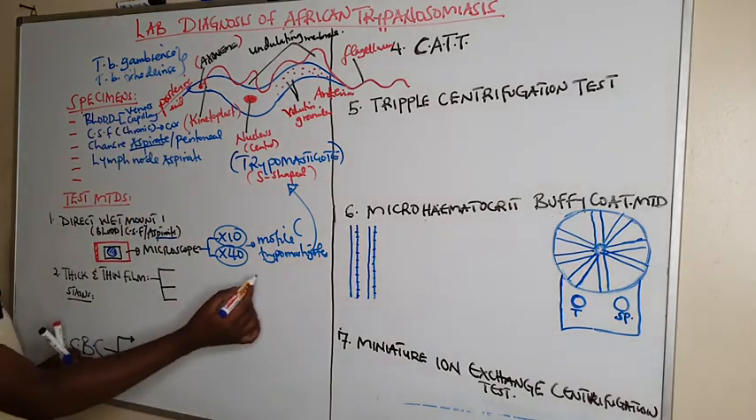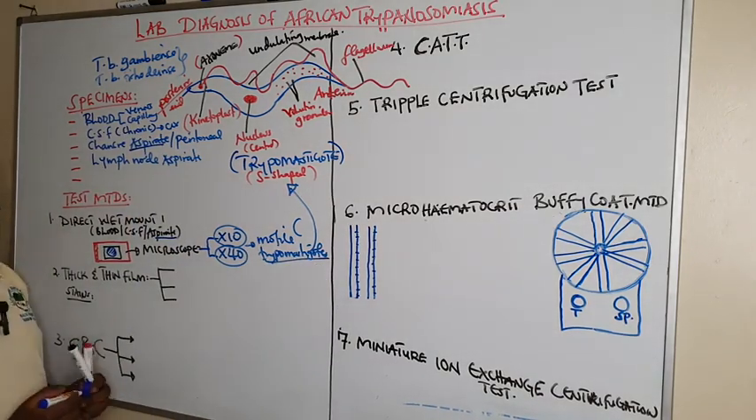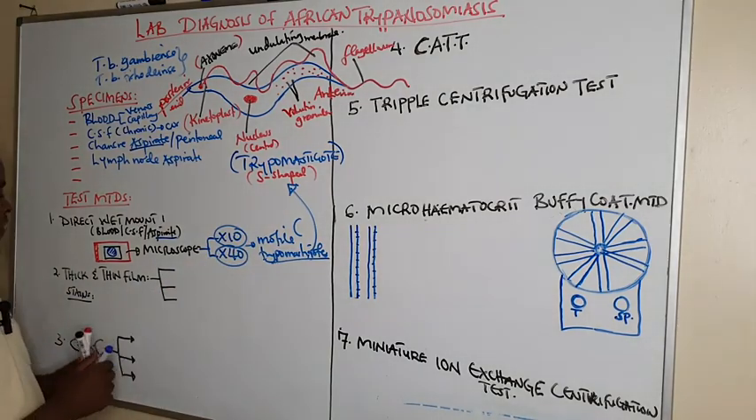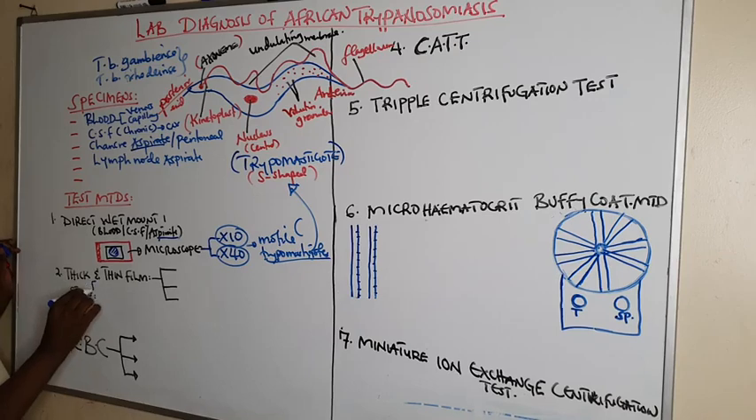Another one: after seeing the presence of the motile trypomastigotes, we go ahead and fix. We fix this smear using absolute methanol.